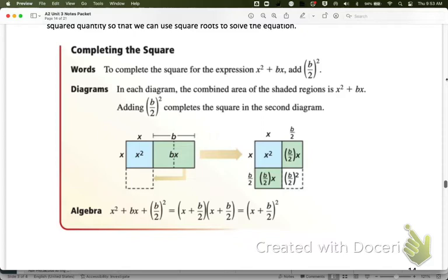Now, in order to complete the square, we always need the a value to be a 1. Because remember that this middle term is always 2 times a times b when it's a perfect square. So if a is equal to 1, then that's 2 times 1 times b, so that just makes it 2b. And then to figure out what the last term is, I just need to take b and divide it by 2 to figure out what the last term needs to be, okay? So that's why that's going to work.